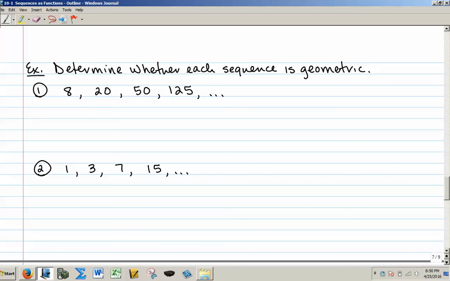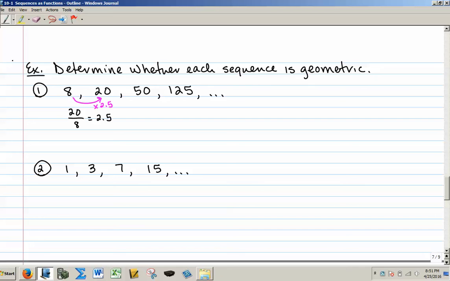Determine whether each sequence is geometric. Okay, so in other words, when I go from 8 to 20, am I multiplying by the same number as when I go from 20 to 25? The easiest way to do this is basically just divide. So 20 divided by 8 gives me 2.5. So that would be my common ratio here. So when I go from 8 to 20, I'm multiplying by 2.5.